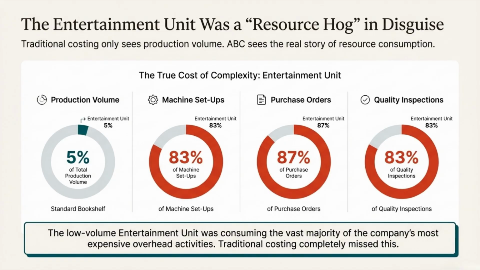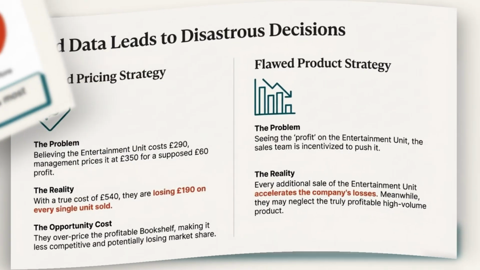The entertainment unit is what we call a resource hog. It's devouring the majority of expensive overhead activities while representing only a tiny fraction of output. Traditional costing completely misses this. It charges the entertainment unit based on its 5% share of volume, not its 80+% share of activity consumption. This is the insight that ABC provides. Products should bear costs in proportion to the activities they consume, not in proportion to some arbitrary volume measure.